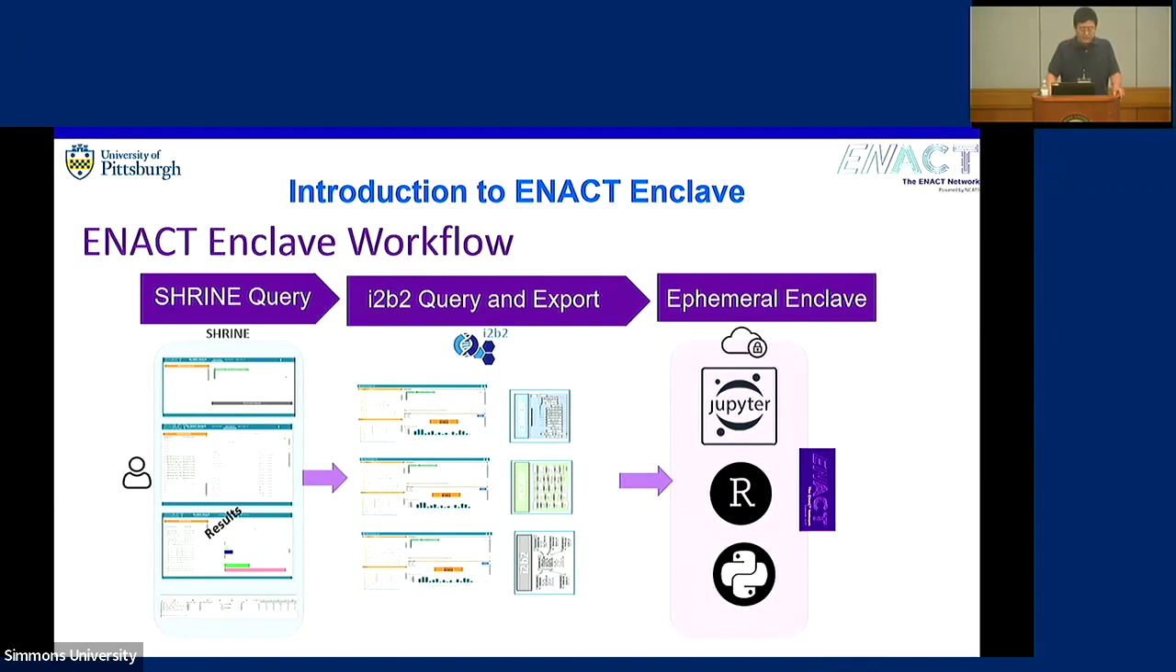So this is basically the ENACT Enclave workflow. An investigator from an ENACT site can use the SHRINE query to define the cohort, and then the SHRINE query will translate it to an I2B2 query locally, and then export that query and get a cohort uploaded to the ENACT enclave. Each individual institution that is part of the ENACT network can submit to the IRB and the data use agreement just once. And once those agreements are done, investigators from this site can initiate any study and use the enclave.